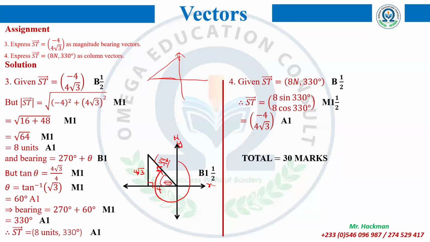In case it is wrong, the subsequent questions also go wrong. I guess my point is well made. So the opposite will be 4 roots of 3 over what? Over 4, which is the adjacent. We know that tan theta, so this will cancel that, and that will give us theta equal to tan inverse of root of 3, which will give us what? Theta equal to 60 degrees.